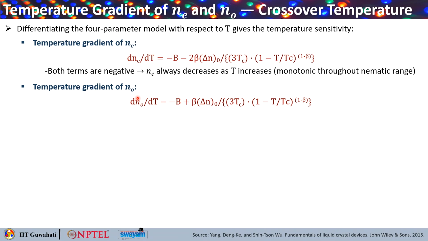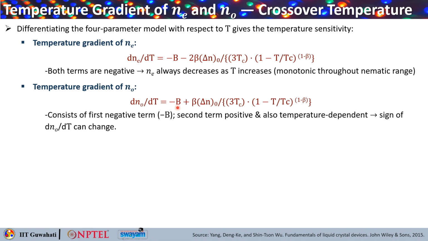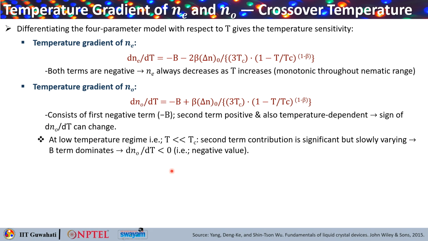You can also do the same for NO, taking the derivative with respect to temperature. Here the first term is negative but the second term is positive, and it also has temperature dependency, so dNO by dT can change. At low temperature, when T is much lower than Tc, the second term contribution is significant but slowly varying. That means the B term will dominate, this will be negative, and you will get a decreasing trend.